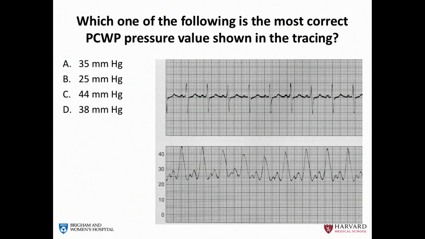Which one of the following is the most correct pulmonary capillary wedge pressure value shown in the tracing? A, 35 millimeters of mercury; B, 25 millimeters of mercury; C, 44 millimeters of mercury; D, 38 millimeters of mercury. The answer is 25 millimeters of mercury, and this simply reflects how we measure the mean pulmonary capillary wedge pressure by taking the peak of the A wave and the bottom of the X descent and calculating the mean for those two numbers.